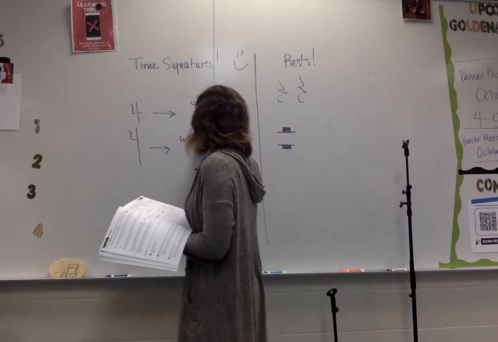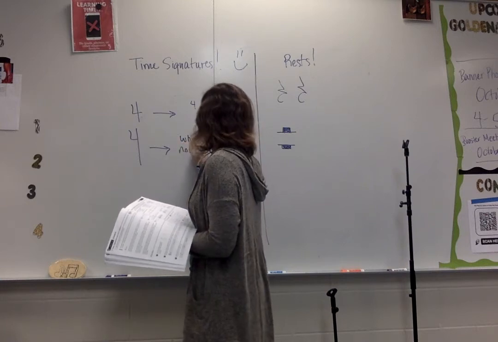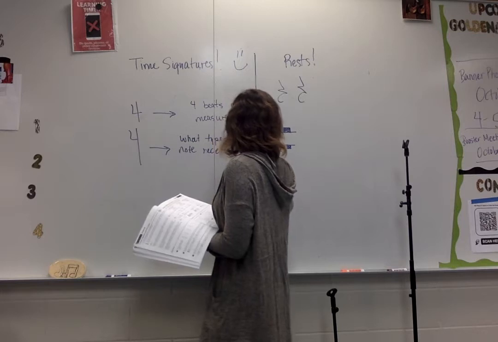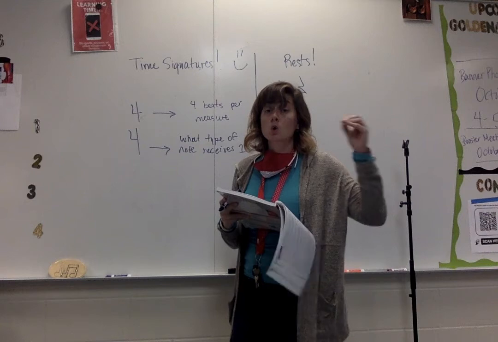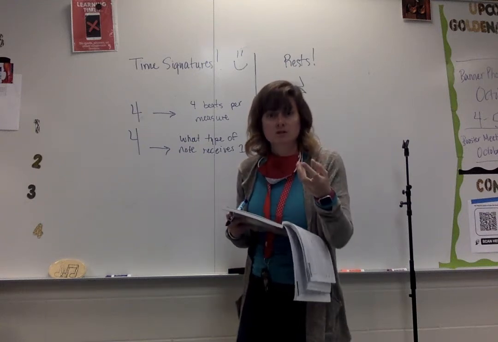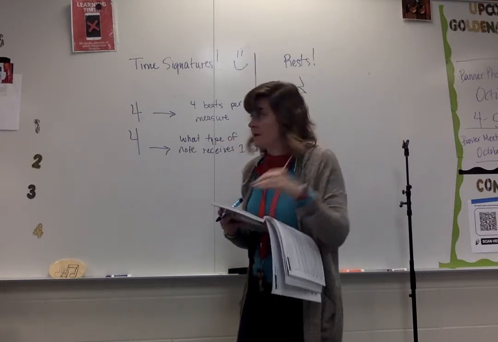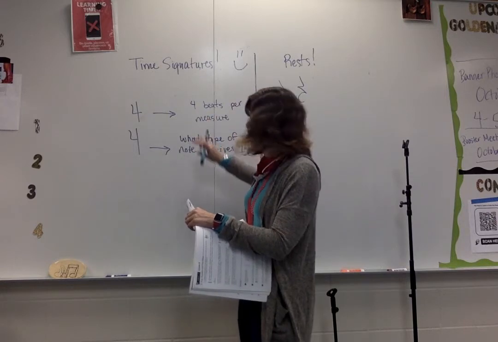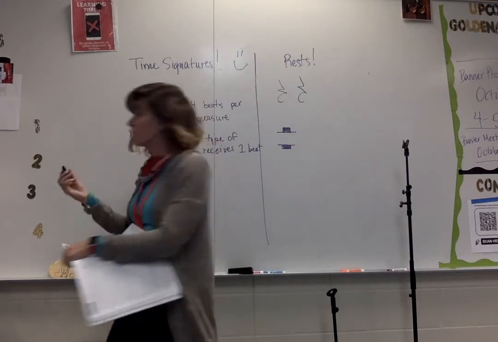Now, what does that mean? Hold on, let me write that down. So what does that mean? The 4 here indicates that the quarter note receives one beat. 4 quarters in a whole, so 4 equals quarter, 4 quarter notes per measure. So what this time signature is telling us is that there are 4 beats per measure, and the quarter note receives 1 beat. So one measure of 4/4 is going to look like 4 quarter notes, just like this.